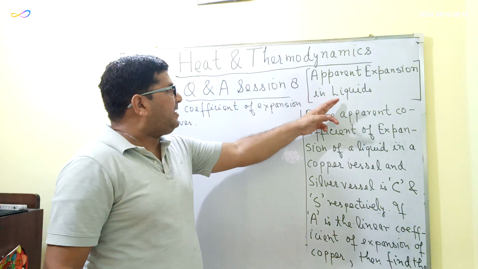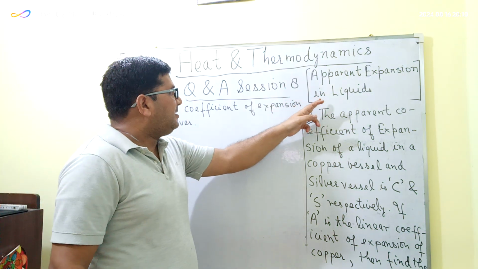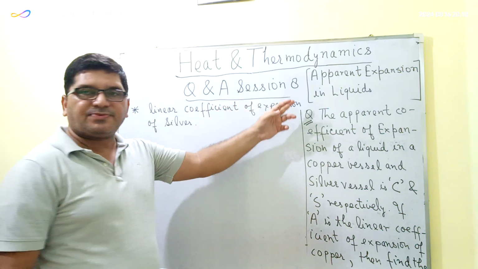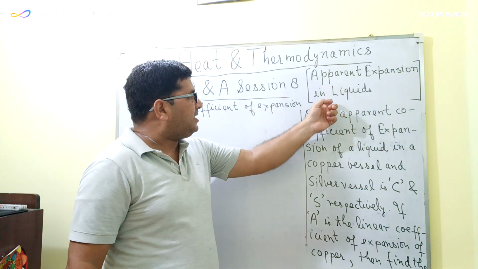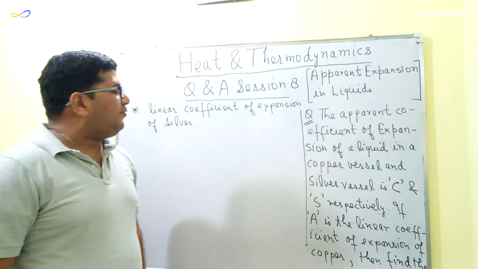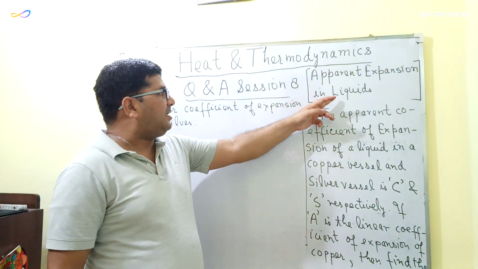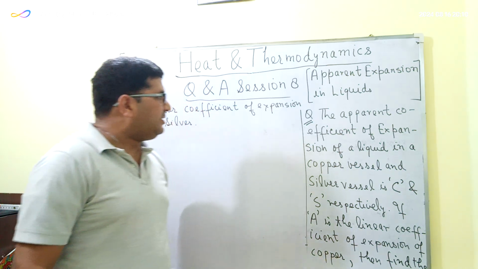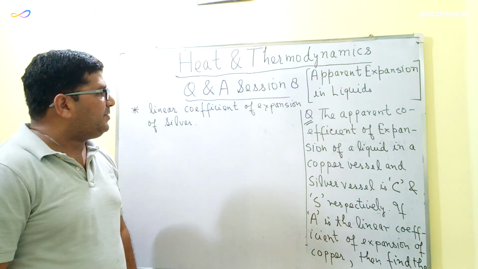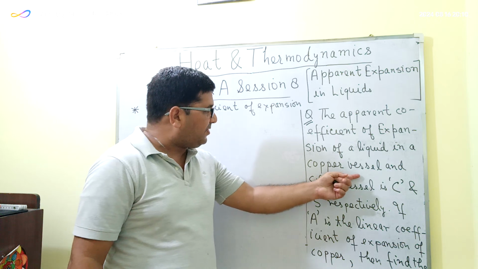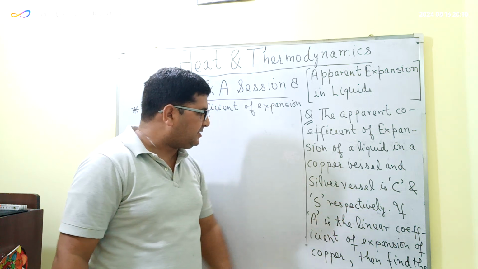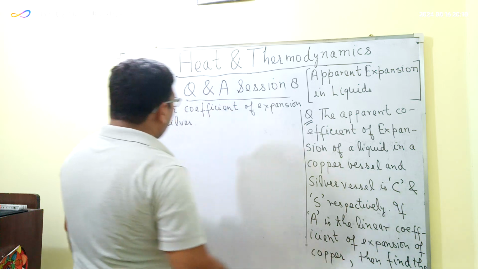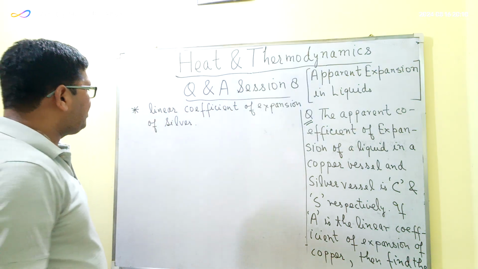The topic is the apparent expansion in liquids, and this session is in continuation of session number 7, in which we have studied the apparent expansion in liquids. With regards to this topic, I have taken one question which is written here on this board. The question is: the apparent coefficient of expansion of a liquid in a copper vessel and a silver vessel is C and S respectively. If A is the linear coefficient of expansion of the copper, then find the linear coefficient of expansion of the silver.